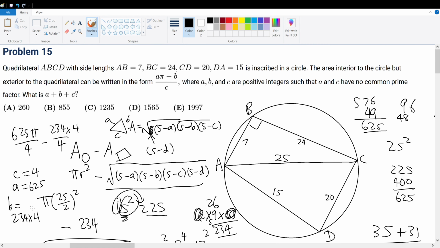Now we have basically solved the question. What is this equal to? Well, 234 times 4 is 936. Then we have 629, and we add that together. Something ends in 5, so it's not the other choices. So that's going to be 1565. So that is answer choice D, and we are done.